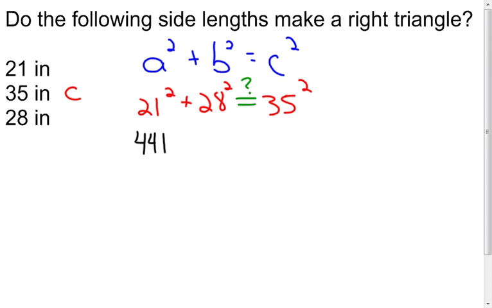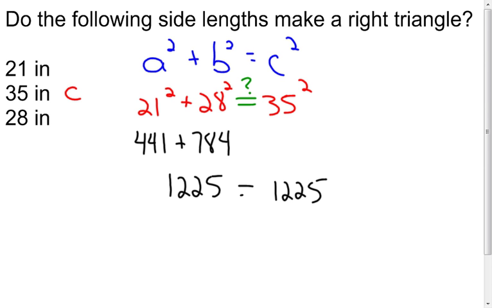If I take 28 and square that one, I get 784. And now I need to add those two numbers together, and I end up with 1,225. Now the question is, is 35 squared really 1,225? I hit it on my calculator, I find out that 35 squared is 1,225. These two things are equal, which means those three numbers, 21, 35, and 28, do make a right triangle.